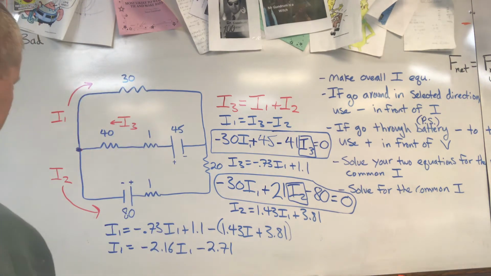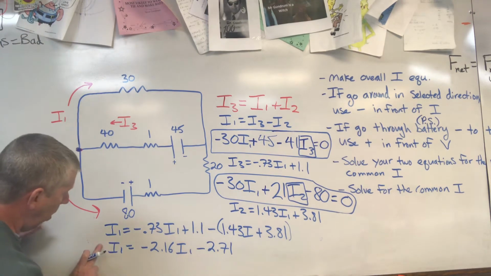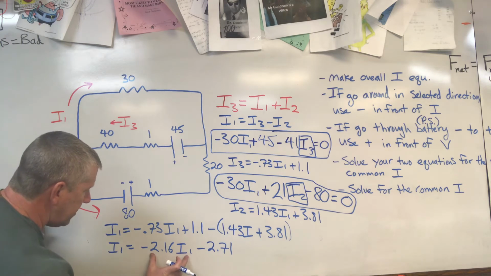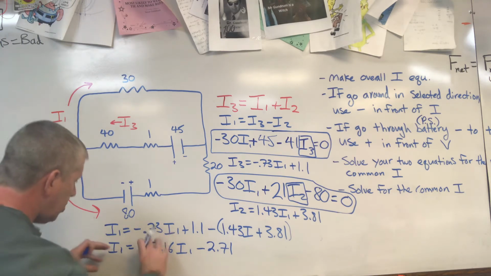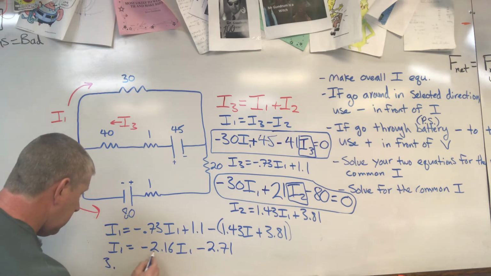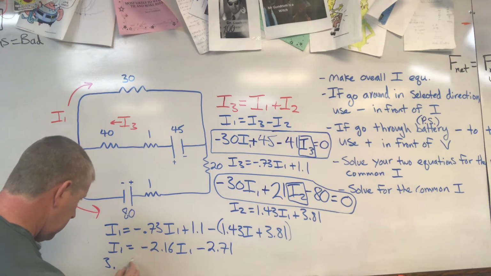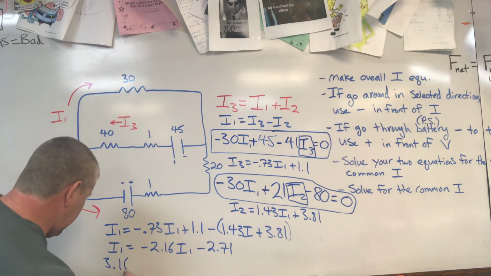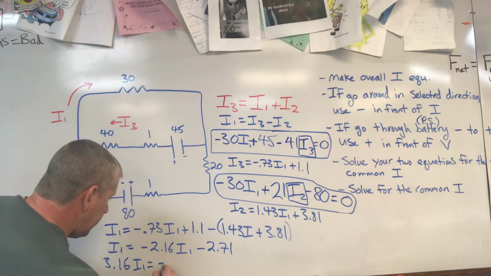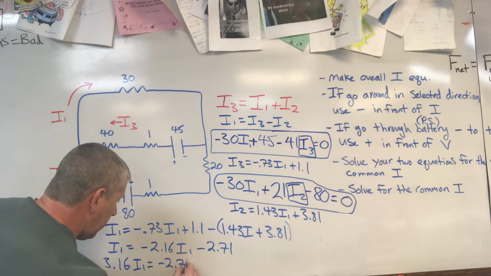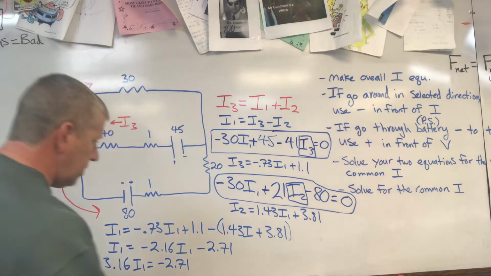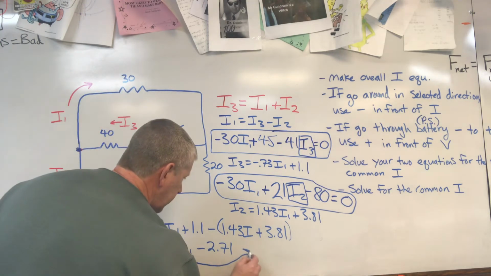Okay, now what? Like terms. Here's a 1 in front of this, so this is 1 I1 and negative 2.16 I1. Get these two together, get your like terms together. So add, and we get 3.16 I1 equals negative 2.71. Whew. All right, we're almost done. Hope you can see that down there. I'm running out of room here. You can see that, right? Go over here.